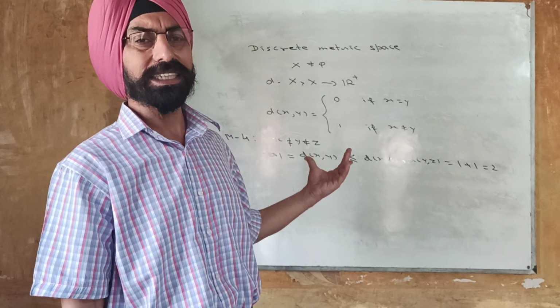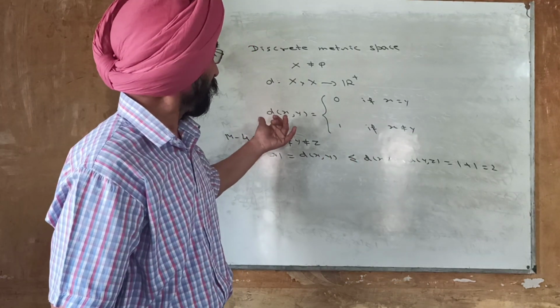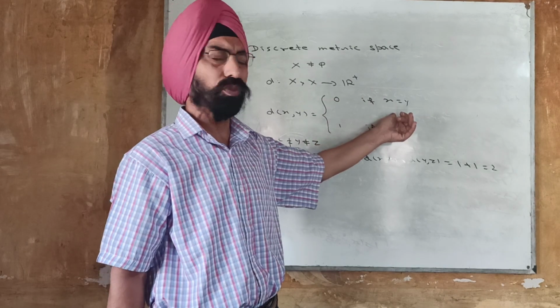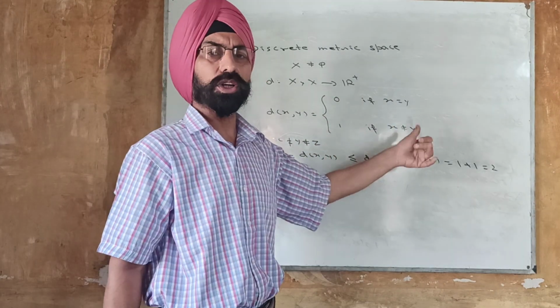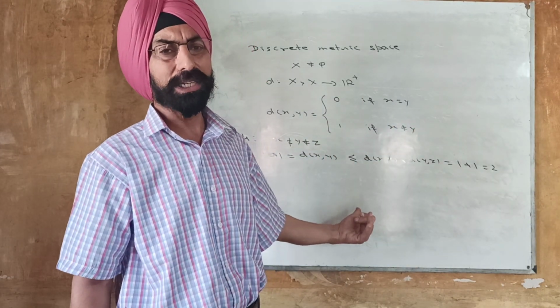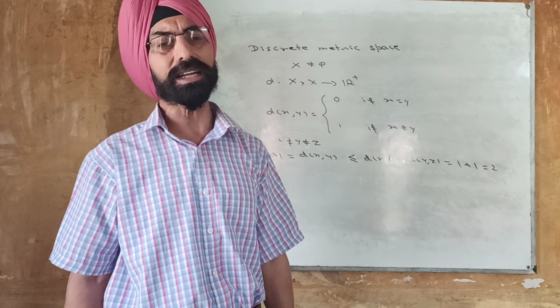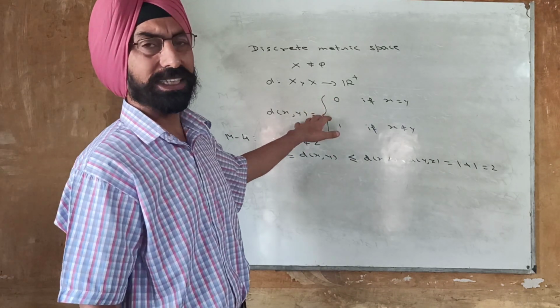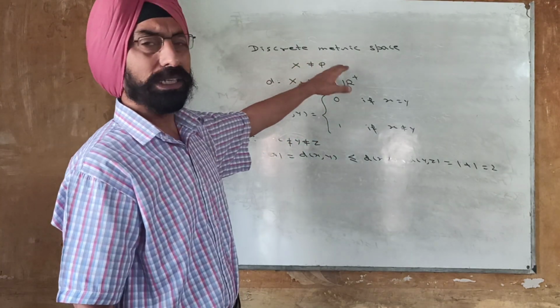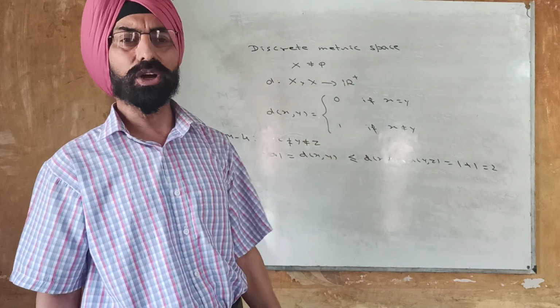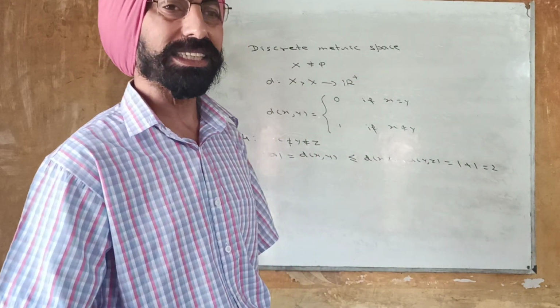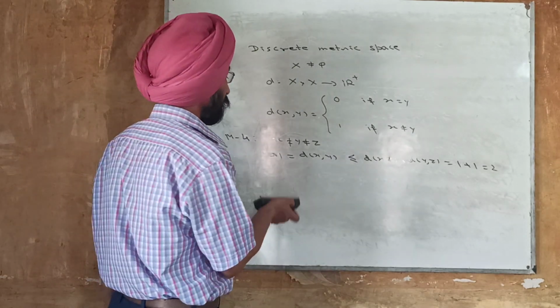So that means this d defined by d of xy equal to 0 if x is equal to y, and 1 if x is not equal to y, is a metric since all the four properties are satisfied. So this metric is called the discrete metric, and the space along with this metric will be called a discrete metric space.